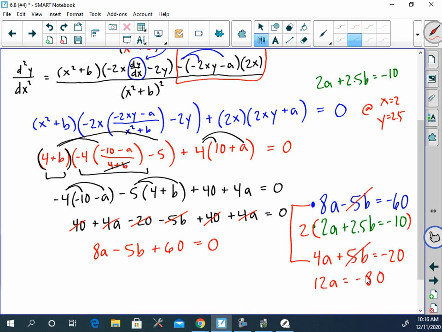Okay, and if I do 80 divided by 12 in my calculator, I'm getting a is negative 20/3. Whoops, stopped writing for some reason. There we go.